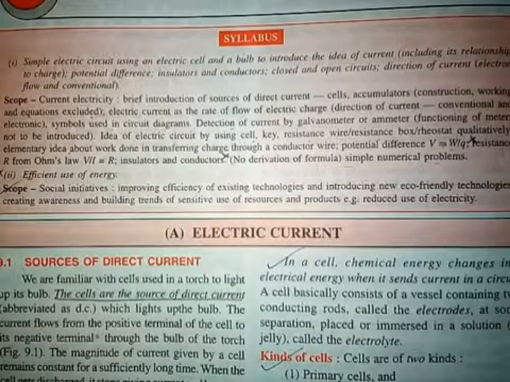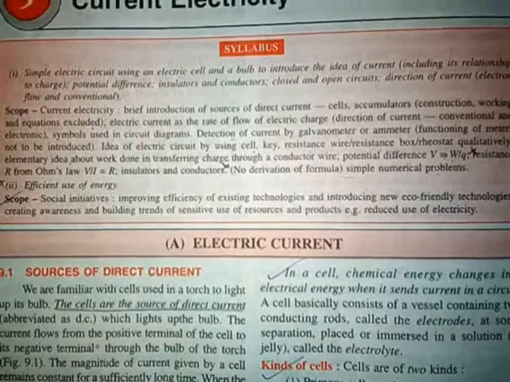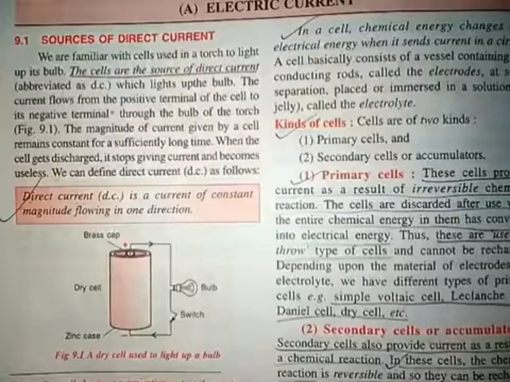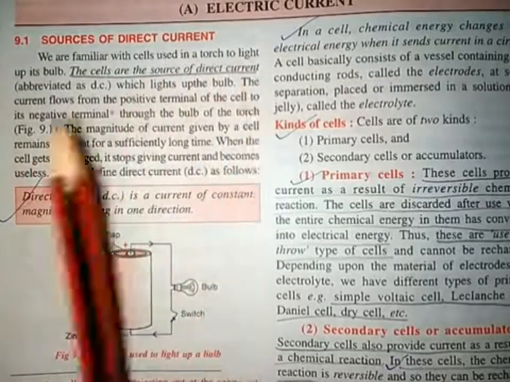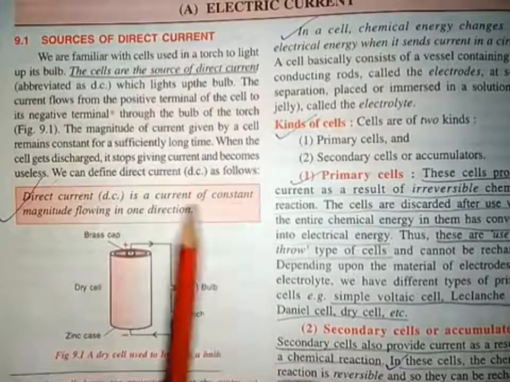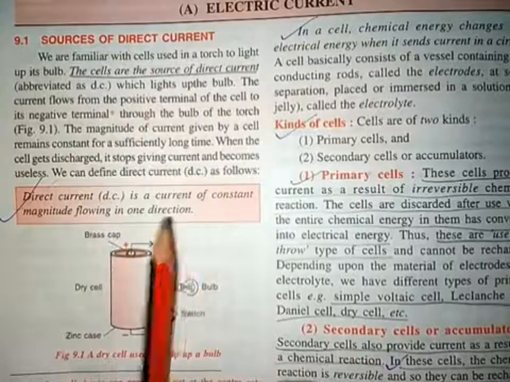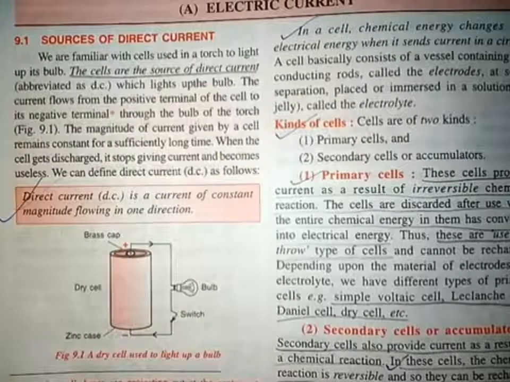Today we have taken chapter number 9, current electricity. Our first topic is sources of direct current. Direct current is a current of constant magnitude flowing in one direction. And this direct current is provided by the cells. We are familiar with cells used in a torch to light up its bulb. These types of cells produce direct current.